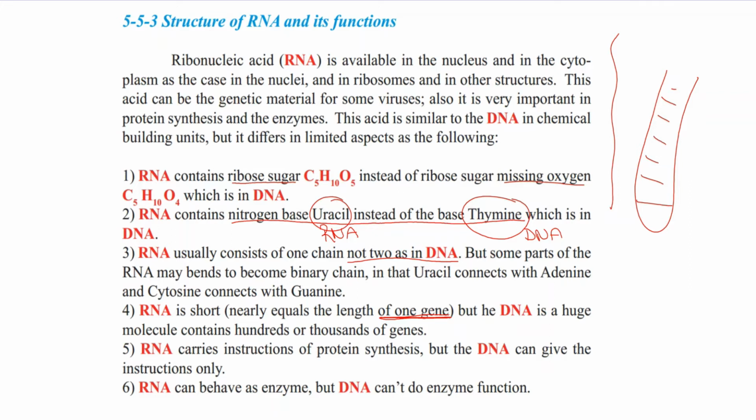RNA carries the instructions of protein synthesis, because protein synthesis takes place in the ribosome, which is found in the cytoplasm, but DNA is found in the nucleus enclosed by a membrane. The DNA can give the instructions only through RNA, which carries them from the nucleus to the cytoplasm. RNA can behave as an enzyme, but the DNA cannot do an enzyme function. So in these ways, DNA and RNA differ from one another, like a comparison between two kinds of nucleic acids.